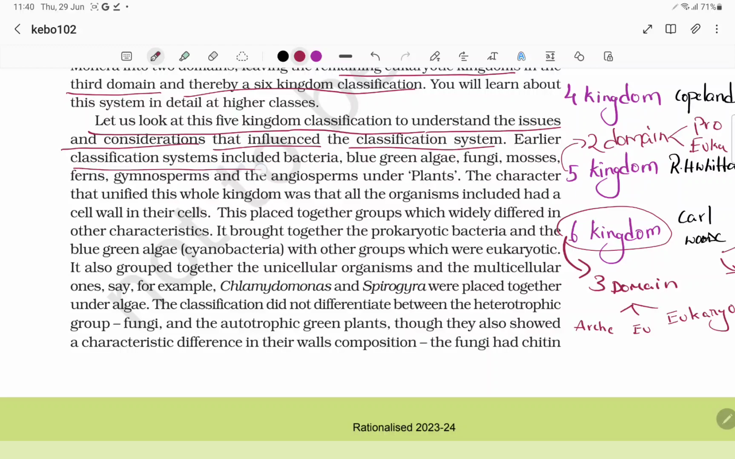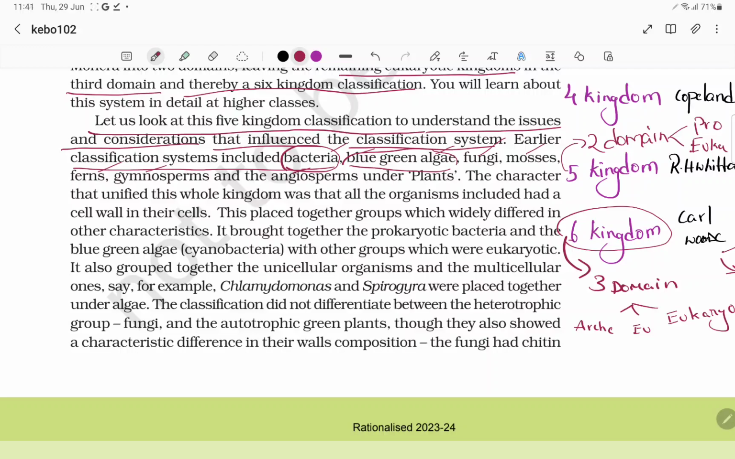Early, the classification system included bacteria, blue-green algae, fungi, mosses, ferns, gymnosperms and angiosperms. So they should not include the bacteria, because in bacteria we have the parasitic, saprophytic, and we have the chemosynthetic, autotrophic. Blue-green algae is autotrophic, but it is unicellular in nature. So let's talk about how we have to classify.